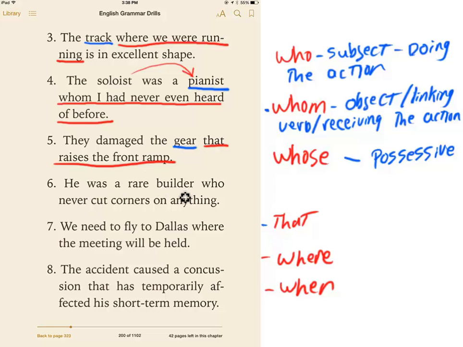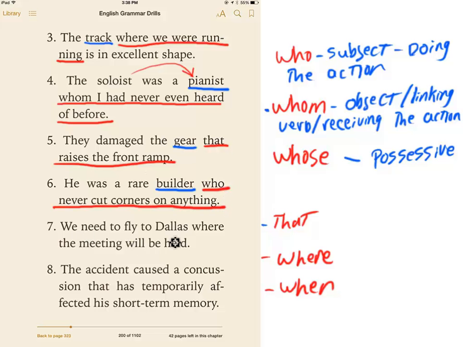He was a rare builder. Oh, rare builder, antecedent. A builder who what? Who never cut corners on anything. Now I'm going to use who because this person is the one that is never cutting corners. It's doing the action. Okay, it's the subject of the verb. It's not done to him. Someone else isn't doing it, but the builder is. Okay, so you use the who, the subject.